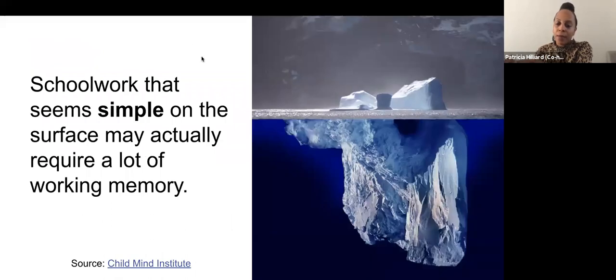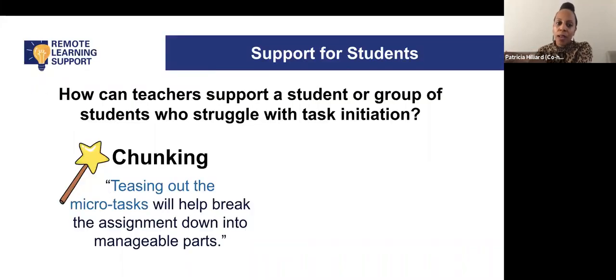So what might seem very, very simple to us might be viewed as a very complex task for a student that struggles with working memory. Some ways that we can help that student, the magic strategy throughout all of this, if you come away with one thing, chunking is it. Chunking helps with a number of different executive function challenges. So looking at the smallest possible task. We already talked about chunking in 3 different ways. I'm not going to go back to that.